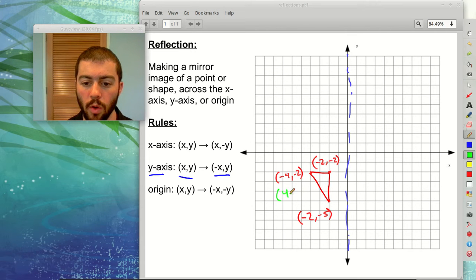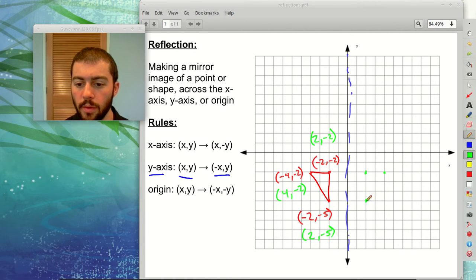So if we apply this rule for reflecting across the y-axis, maybe use green here, we would end up with 4, -2, 2, -5, and 2, -2. So we have our 3 new points. We could then plot these 3 new points. So we have 2, -2, 4, -2, and 2, -5. Could connect our dots to make a triangle.